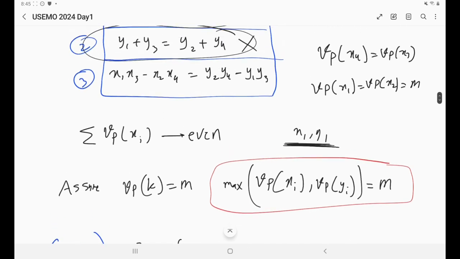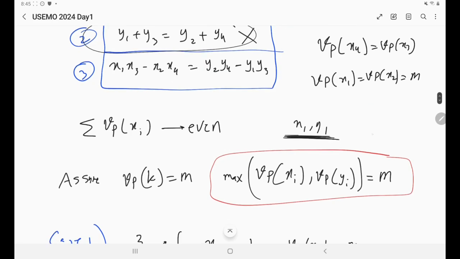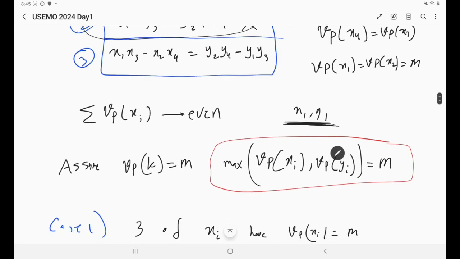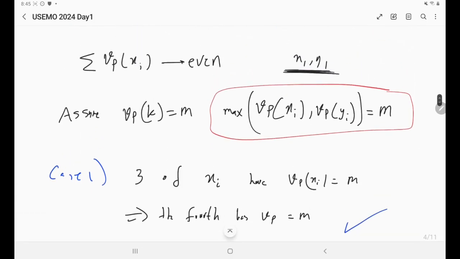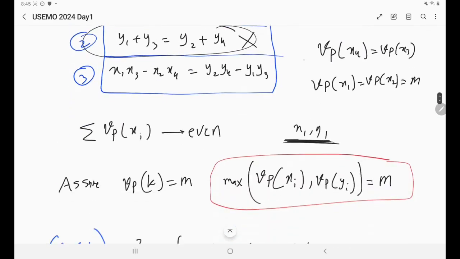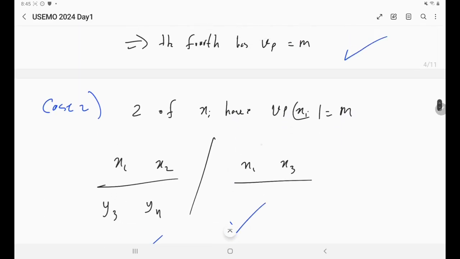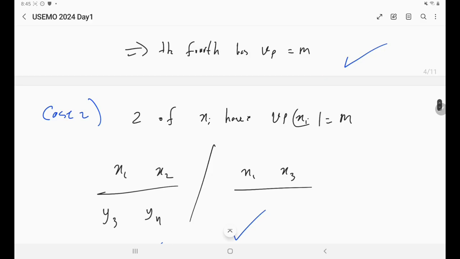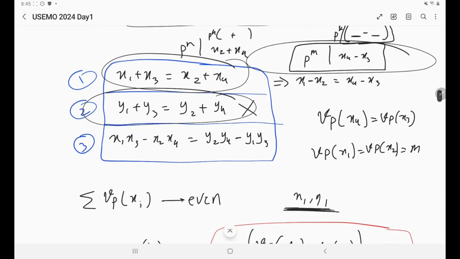We did that by translating the other condition, the LCM condition, into this right here, and we used that to discuss basically some cases. So case 1, if 3 of them have the VP as M, then the fourth one as well from equation 1. Otherwise, case 2, if only 2 of them have VP M, then we just use equation 1 again. We follow that idea, which is a really powerful idea.